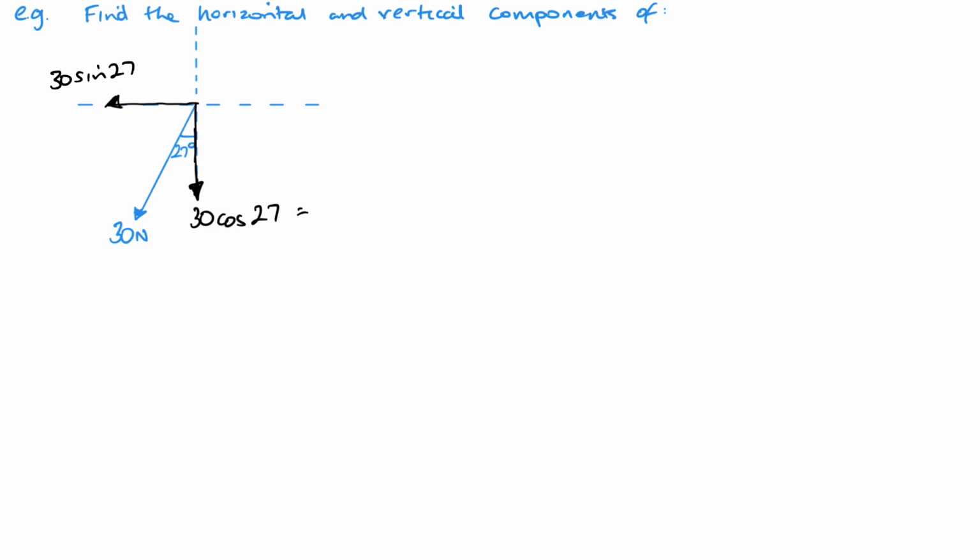So 30 cos 27 is 26.7 newtons, and 30 sine 27 is 13.6 newtons. So this one has a horizontal force of 13.6 newtons and a vertical force of 26.7 newtons. Very, very straightforward, I hope. Just remember, cos of the angle you know. Incidentally, if I looked at what this actual angle is, 90 minus 27 is 63. So if I did 30 cos 63, I would get the same answer as this. That's how these work.